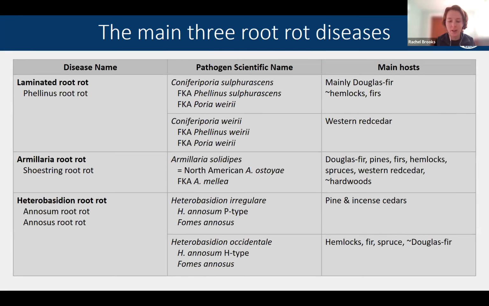Now, I know this is a lot of information. I'm going to be referring to them as laminated root rot, Armillaria root rot, and Heterobasidion root rot, but don't get discouraged in the literature if you come across different names. It doesn't mean the information is bad, it just means it hasn't been updated. Okay, so sorry about that, needed to get that out of the way.